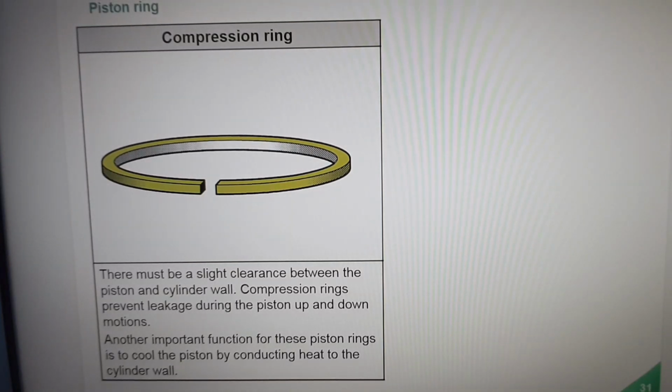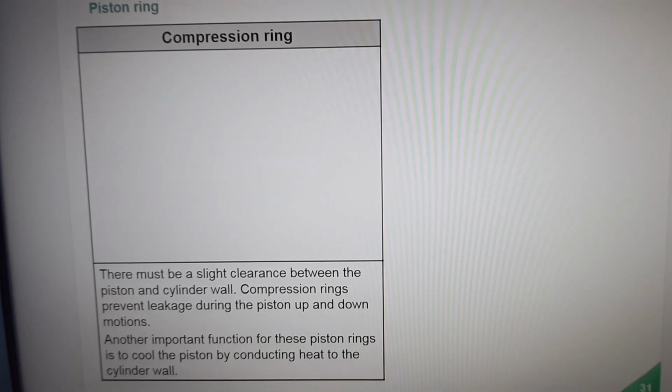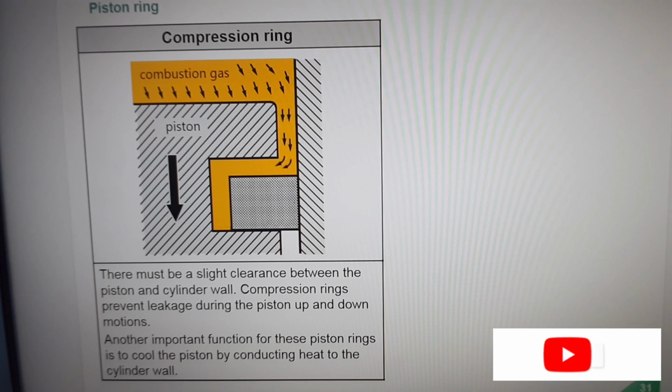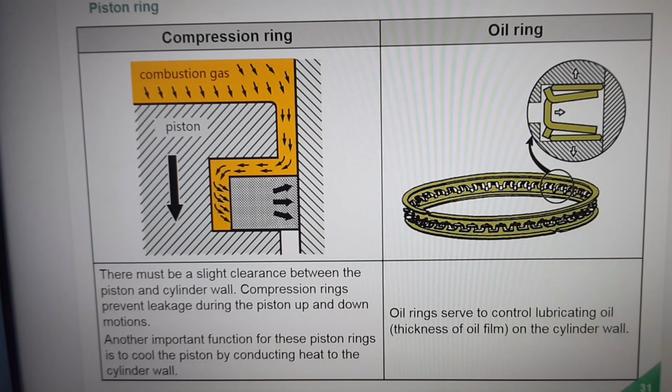There must be a slight clearance between the piston and the cylinder wall, so compression rings are necessary, as shown in the left figure, to prevent leakage during the up and down motions of the piston. Another important function for these piston rings is to cool the piston by conducting heat to the cylinder wall. The oil rings shown in the right figure serve to control lubricating oil on the cylinder wall so as to enable the cylinder wall to maintain the proper oil film thickness.